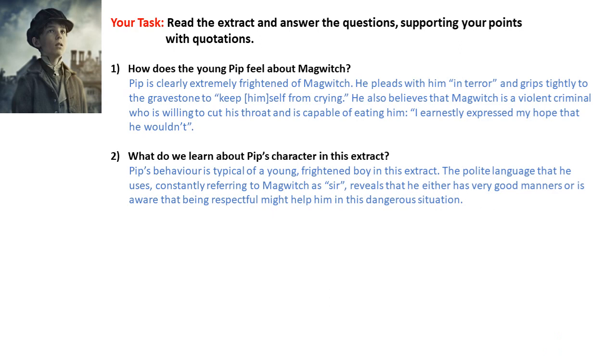So how does Pip feel about Magwitch? Pip is clearly extremely frightened of Magwitch. He pleads with him in terror and grips tightly to the gravestone to keep himself from crying. He also believes that Magwitch is a violent criminal who is willing to cut his throat and is capable of eating him. "I earnestly expressed my hope that he wouldn't."